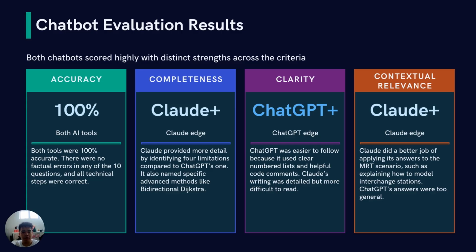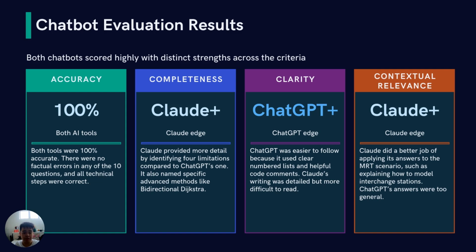Now I'll be talking about the chatbot evaluation results. Both chatbots scored highly with distinct strengths across the criteria. So in terms of accuracy, it was 100%. Both AI tools were 100% accurate. There were no factual errors in any of the 10 questions, and all technical steps were correct.